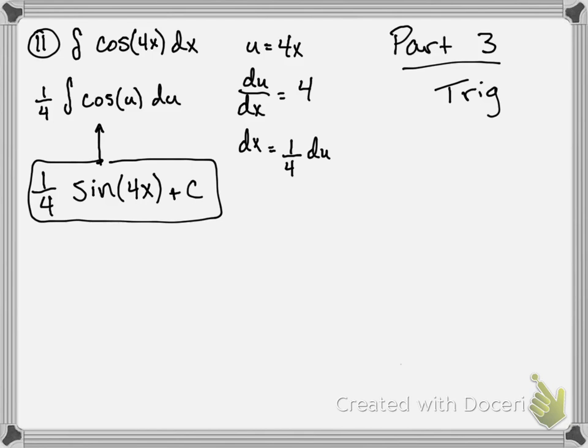Let's take the derivative of this. So let's take y prime. So you have 1/4. The derivative of sine is cosine, all that stuff, times the derivative of the inside, which is just 4. And you see how your 4 in the top and the 4 in the bottom cancel each other out, and you're left with the exact same thing that you started with. Okay, so this is the correct antiderivative.